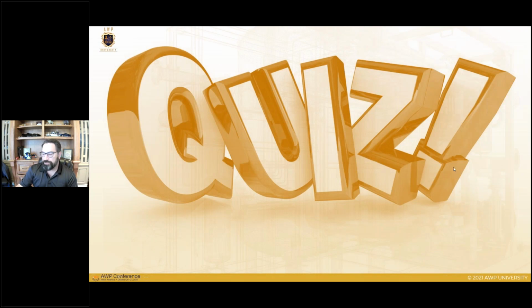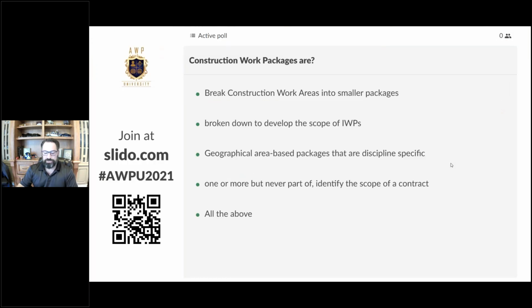Not that we're going to put you on the spot, but we're going to use this more as discussion points. So this is a lot of things that we just covered. So back into our Slido that you started to work on before, we're going to answer a couple questions here, and we're going to go through them kind of one by one. So first question, based on that quick lesson that we just covered, construction work packages are. So what is a construction work package? So let's go down the list and take a look.